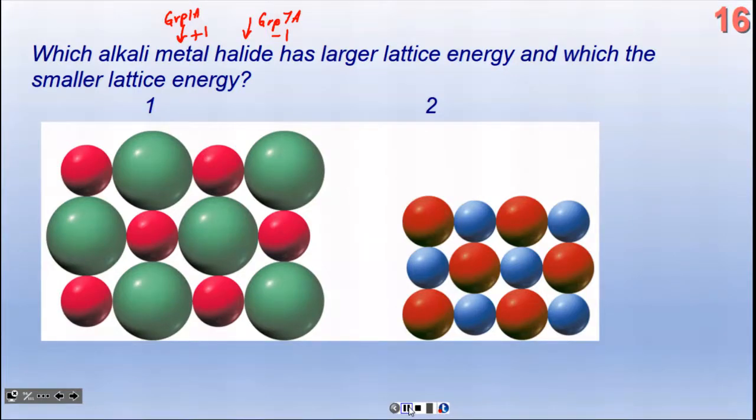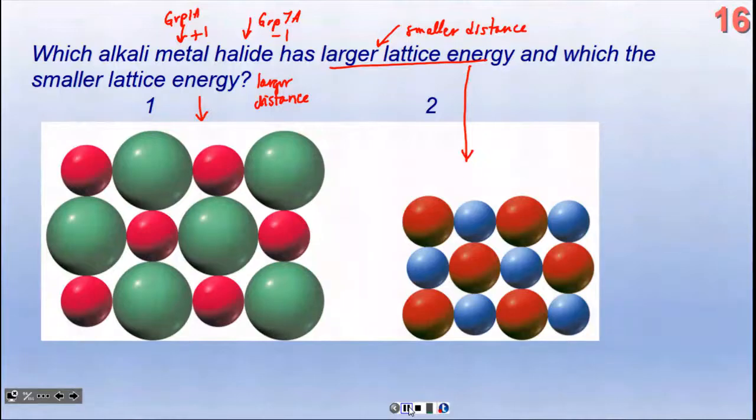So the lattice energy increases as the charge increases, but there's no difference in charges here. They're all +1, -1. But the lattice energy will be increased with the smaller radius. So the smaller lattice energy is going to be with a larger radius, or larger distance between ions. I keep trying to say radius because it's R. And the larger lattice energy will be the ones that are smaller distance between ions. So the larger lattice energy is this compound. The smaller lattice energy is the larger ions. It correlates to what we saw on the previous page.